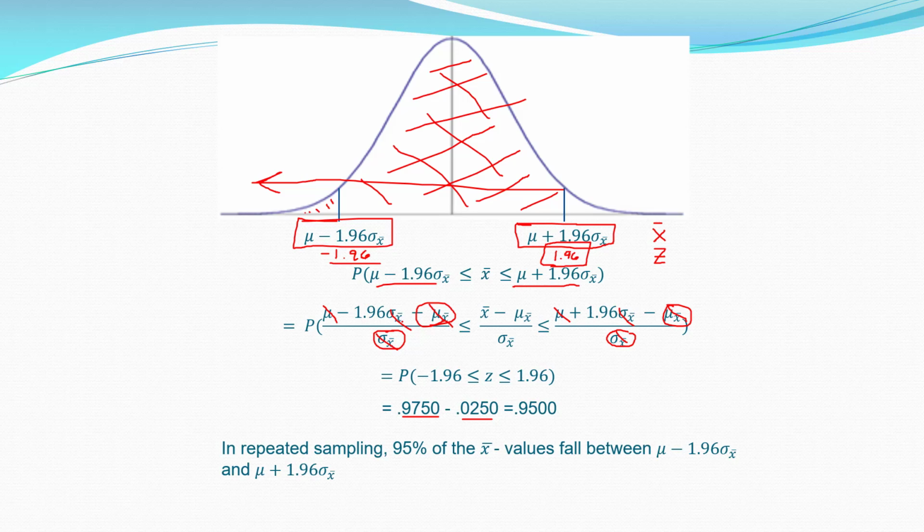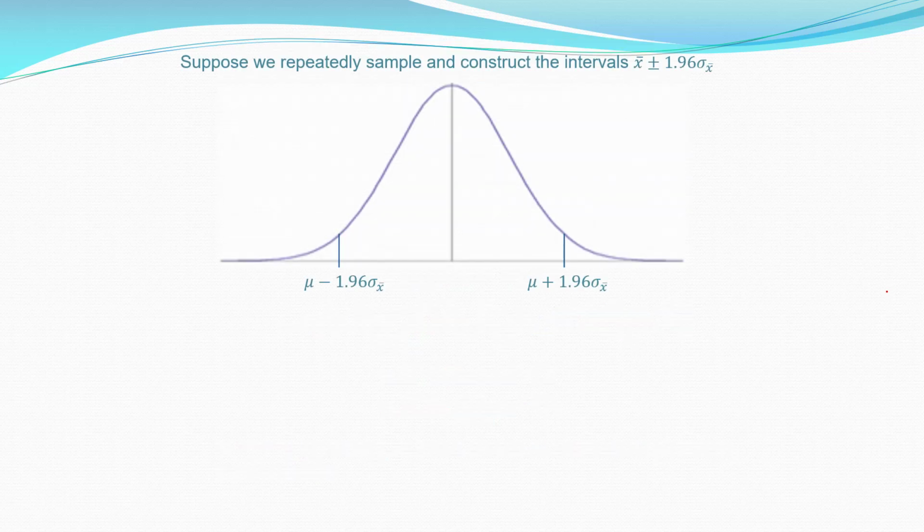Now that only works for large samples. If we're working with small samples, something else is going to come into play, which we'll talk about later. But that's the idea: 95% of the X bar values will fall between there. All right, now that's step one. Hopefully that makes sense. I'm just doing stuff we've done before, working with the sampling distribution of X bar.